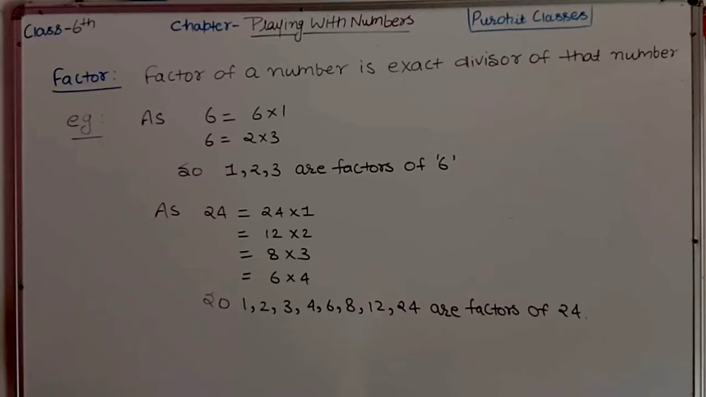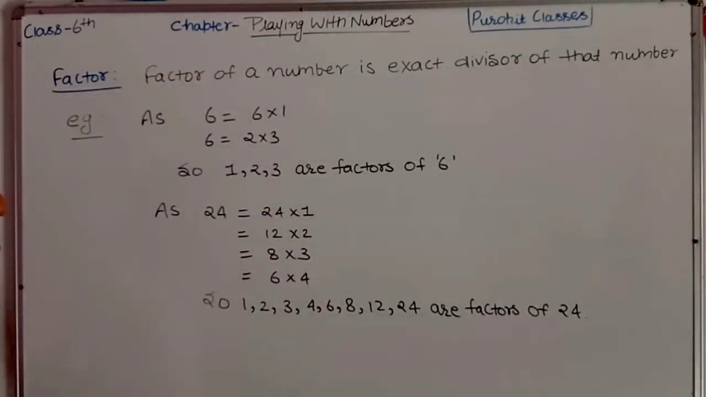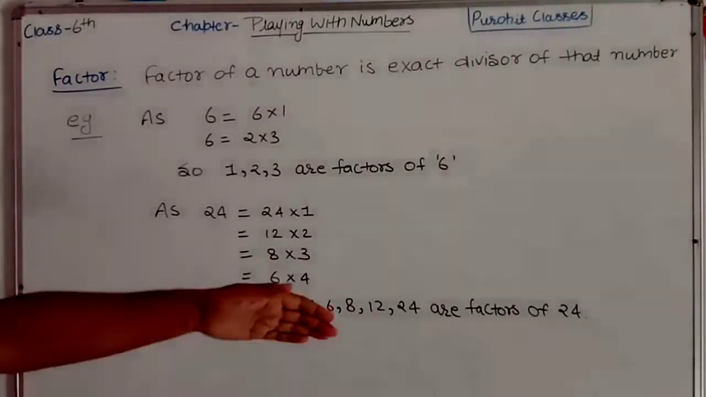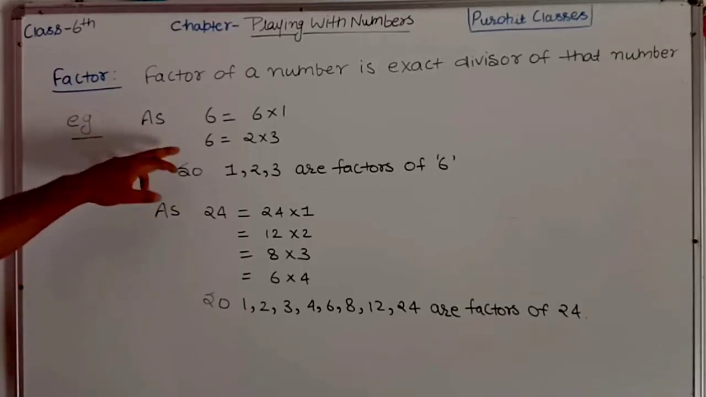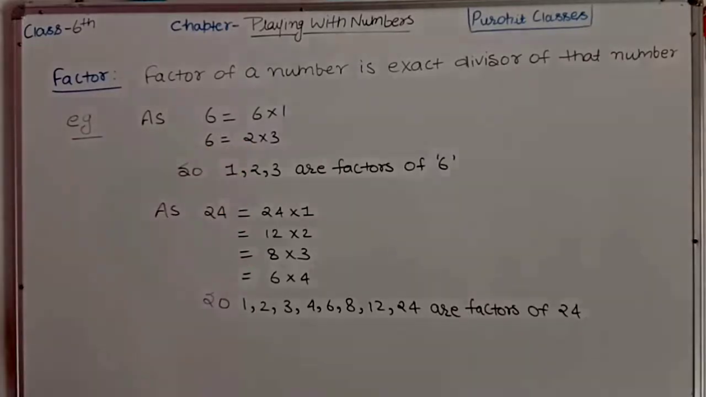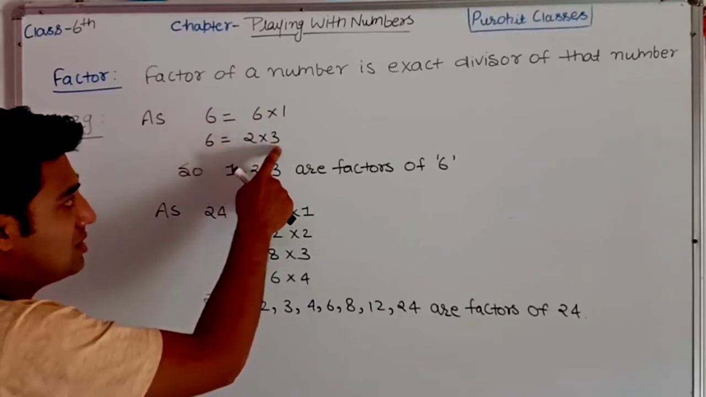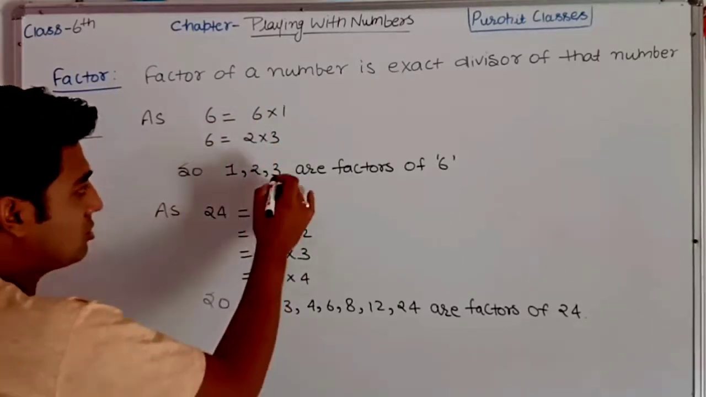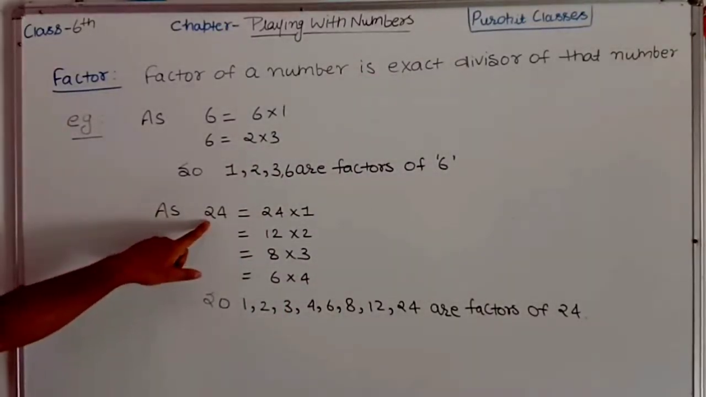So now let us write down the proper definition of factor. Here we have written, factor of a number is an exact divisor of that number. It means if we are saying that suppose 5 is a factor of 25, then 25 should be exactly divisible by 5. Here we have represented some examples, as 6 can be written as 6 multiplied by 1 and 6 can be written as 2 times 3. So 1, 2, 3 and 6 are factors of 6. Understood?